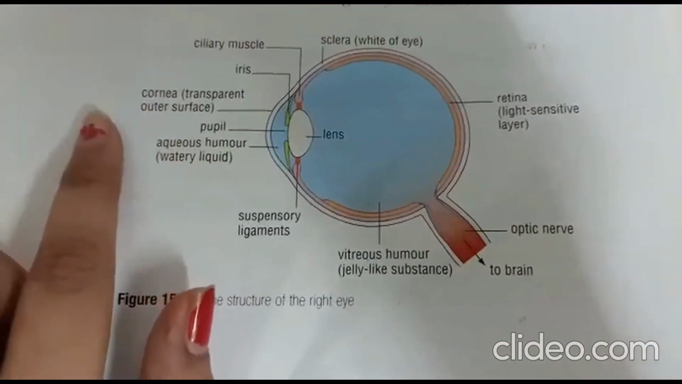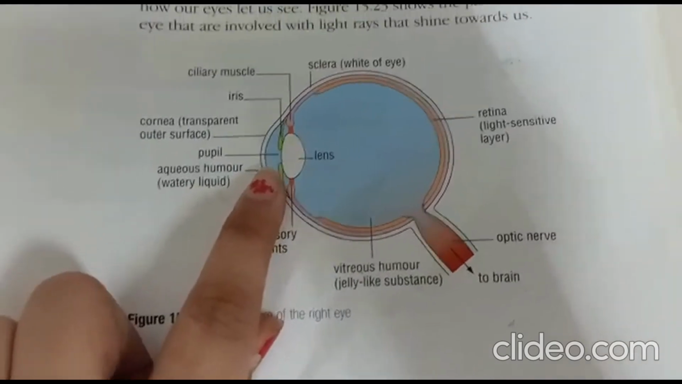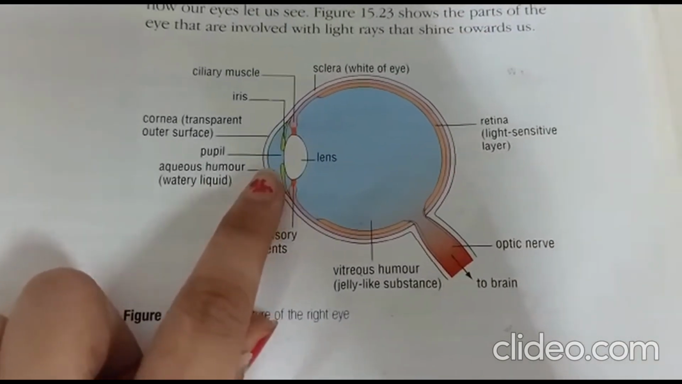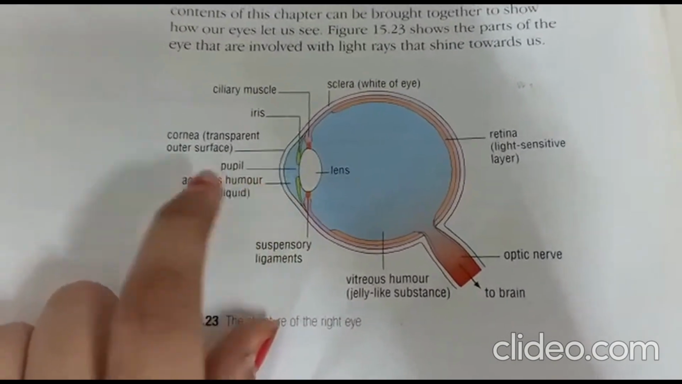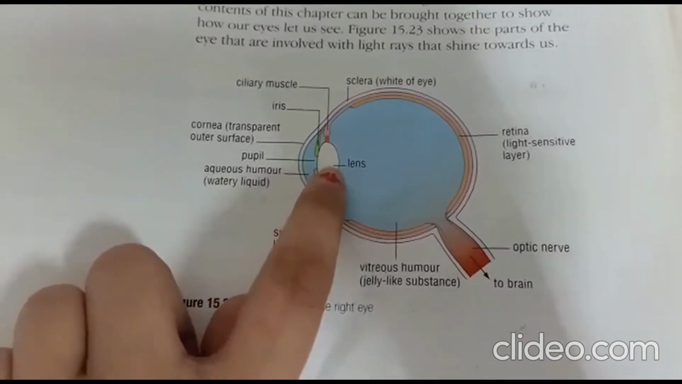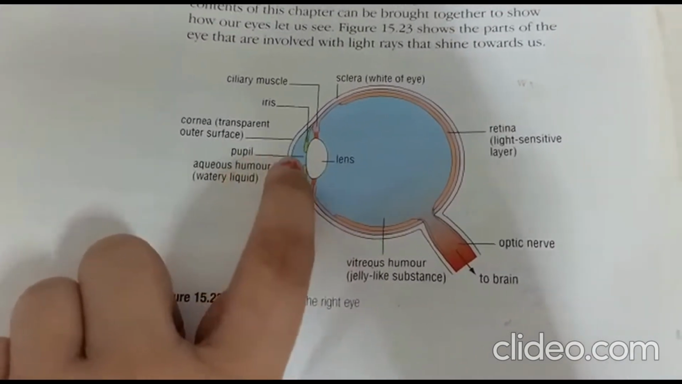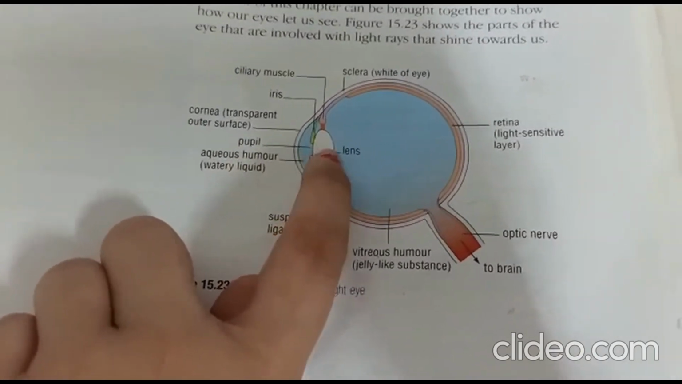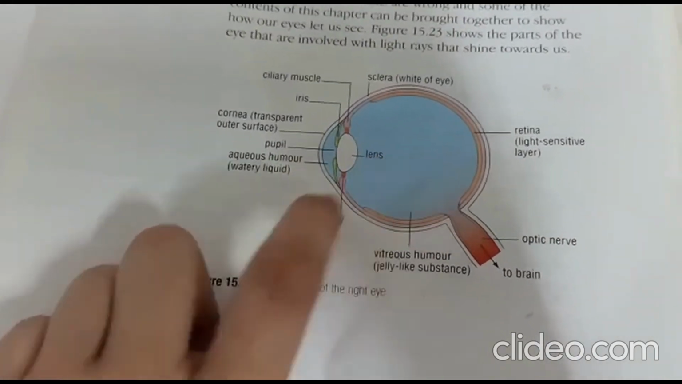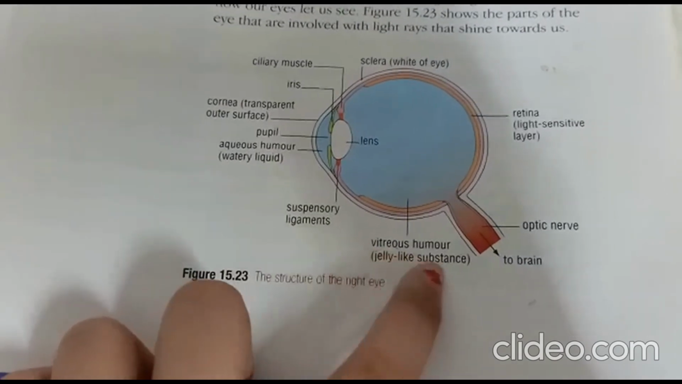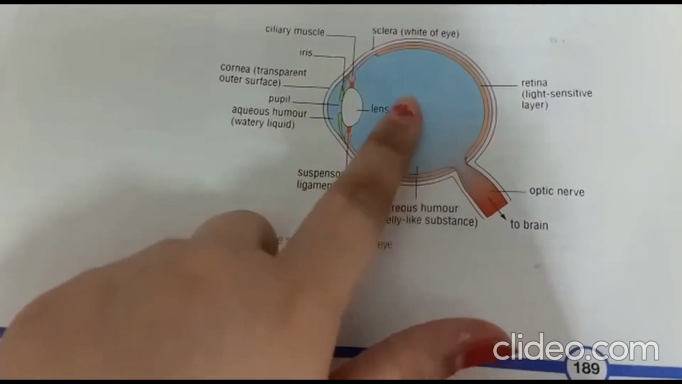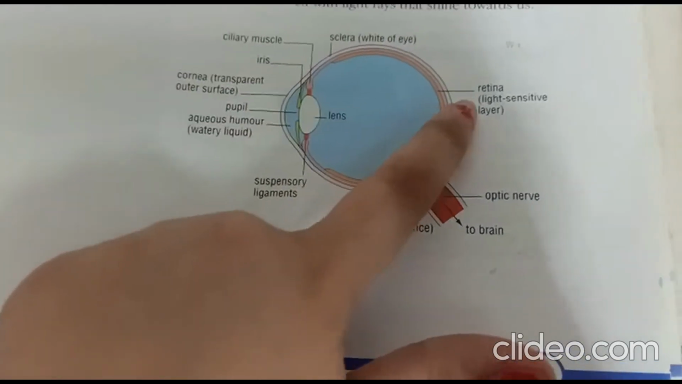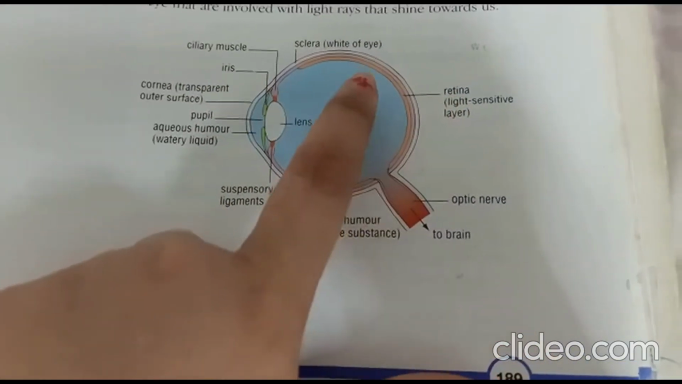So basically, light passes through the cornea, which is the transparent outer surface, and then it goes to the aqueous humor, which is the watery liquid. Then it reaches the pupil, which is a black dot, and then it passes through the lens. On passing through the lens, it reaches the vitreous humor, which is the jelly-like substance. This is the vitreous humor. Then it reaches the retina, which is the light-sensitive layer.